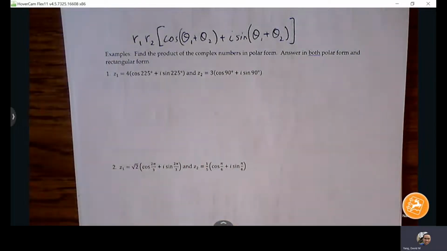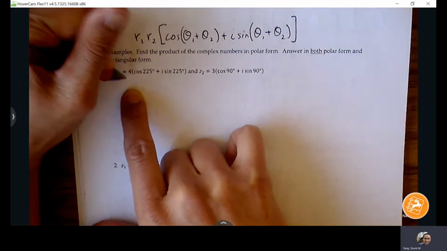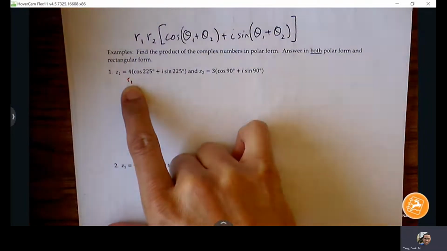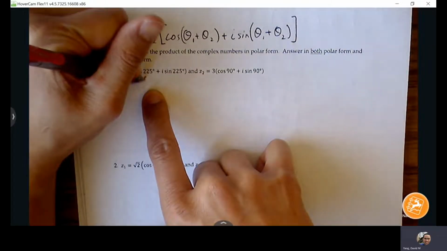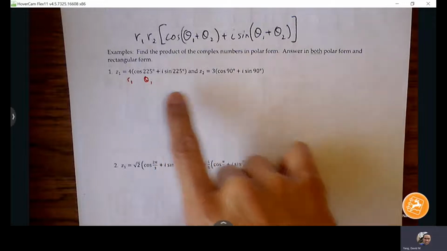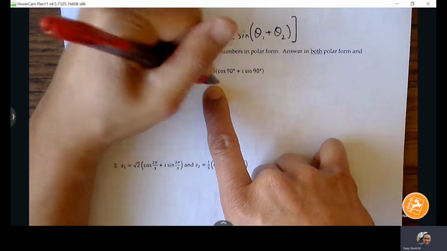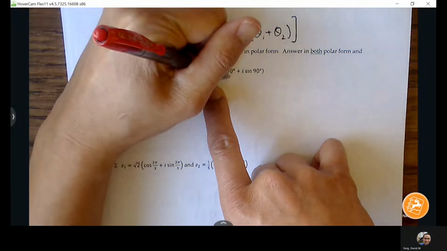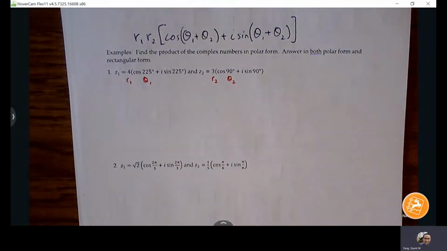So let me identify what we're using here. 4 will represent the radius 1 of the first complex number. 225 is going to be theta 1 of my first complex number. Second, so this is 3 is my r2, and 90 is my theta 2. Okay, so we're just going to follow the formula here.